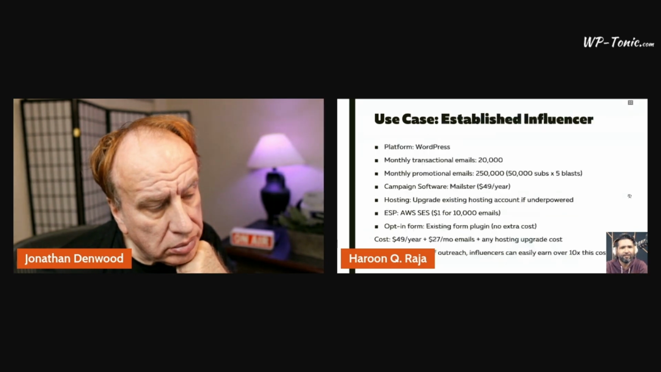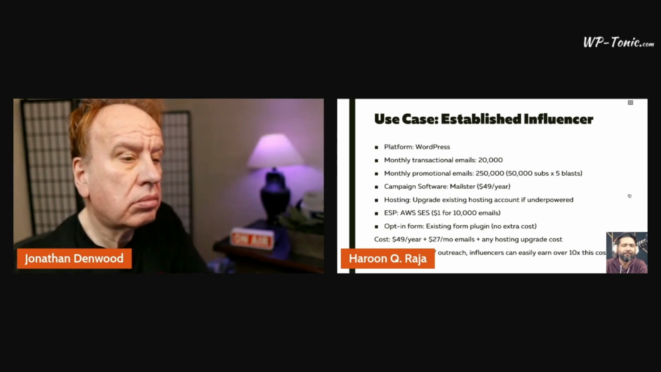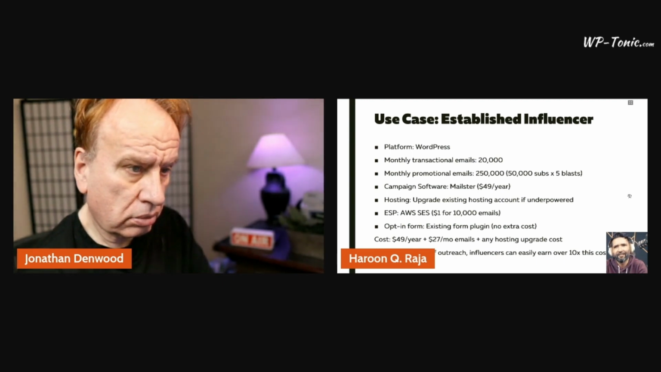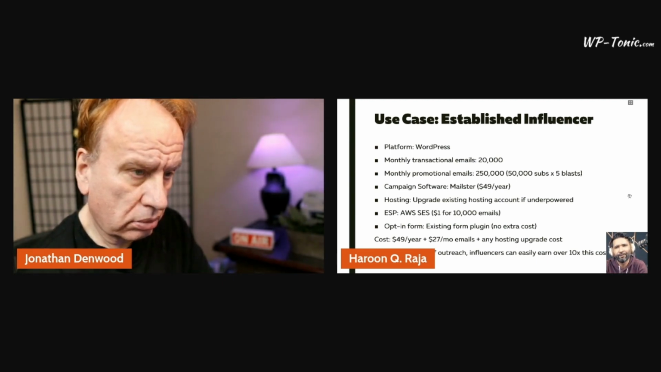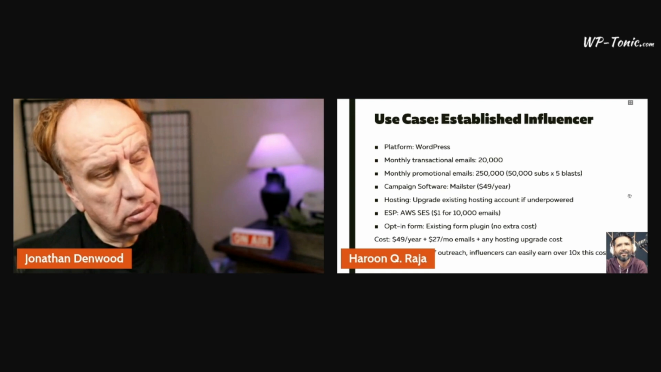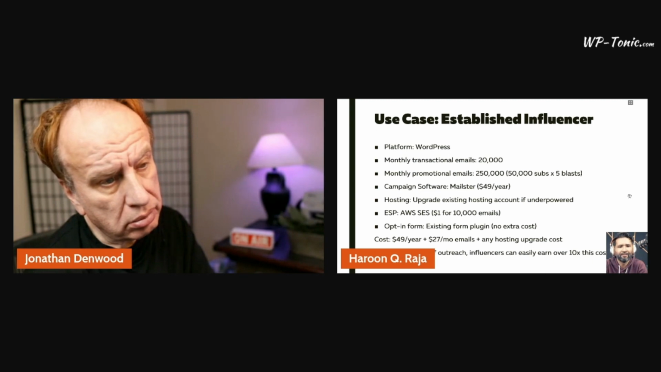So next case, if you're an established influencer, a social media influencer, you have your own established following, you have your website on WordPress. Let's say your monthly transactional emails are 20,000. Your followers interact with your site. They have accounts on your site. They purchase your products on your site, your sort of swag you sell on your site and whatnot. And your monthly promotional emails are 250,000. So you have 50,000 subscribers and you send 5 blasts, like once per week on average. So maximum 5 a month. Could be 4 a month or 5 a month.